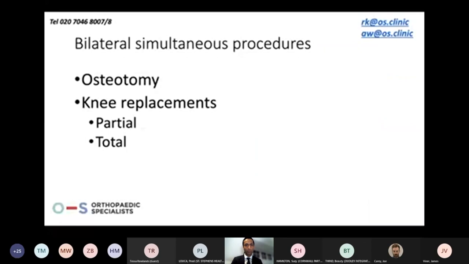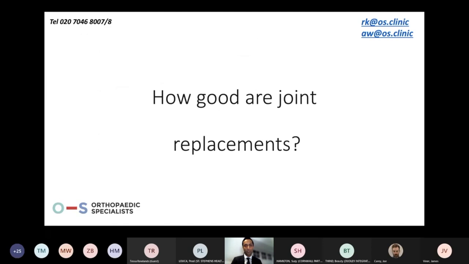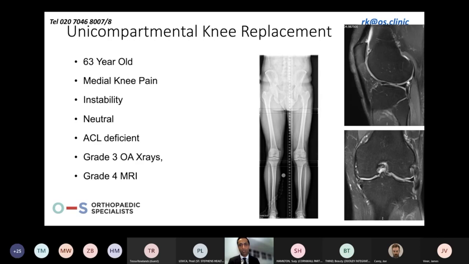So let's talk about joint replacements. We do both partial and total knee replacements. And just how good are they? This is a 63-year-old gentleman who presented with medial knee pain and he had instability. Clinically, he was deficient of an ACL and he had grade 3 images on X-ray, but grade 4, which is bone on bone, on MRI scan.